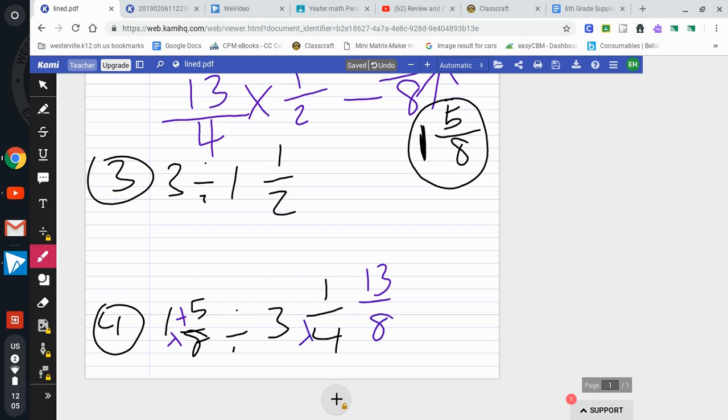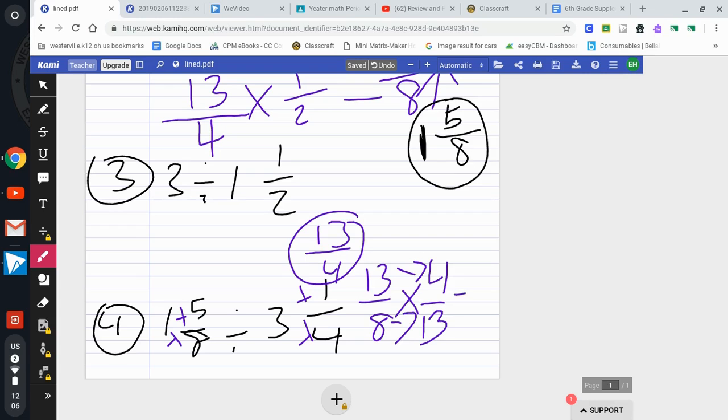We're going to do 4 times 3 plus 1. 4 times 3 is 12 plus 1 is 13. So this becomes 13/4. Now again, when we change, we have to remember to flip our 13/4 to 4/13. Okay, so again, multiply straight across, get your new answer. If it's improper, make sure you turn it into a mixed number.